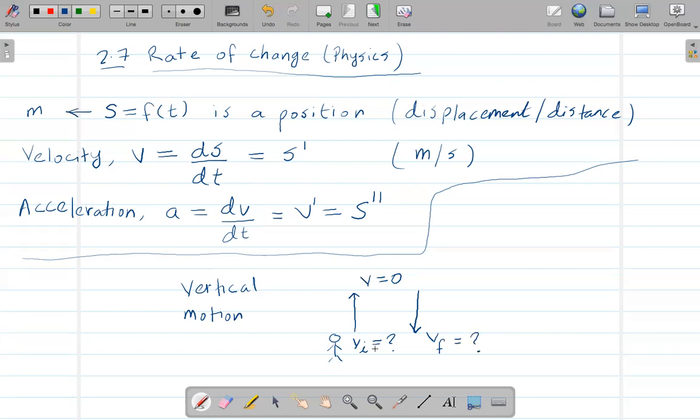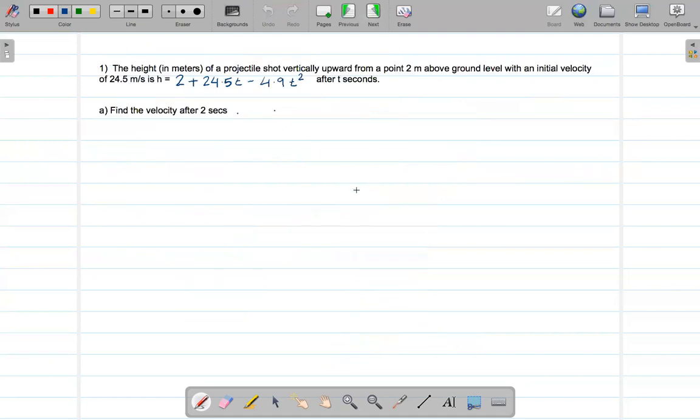So here, the main idea I want to talk about is this. When it reaches the maximum height, the velocity is 0. We will be using this concept later on in the problems. So let's start doing the problems then.